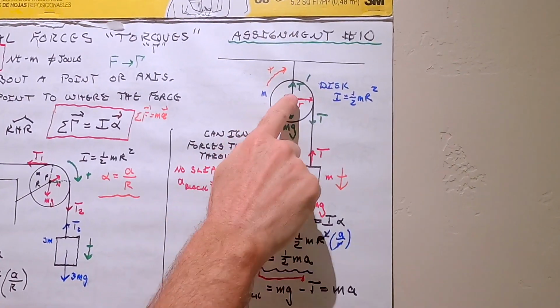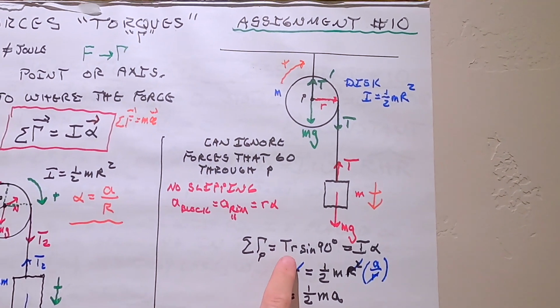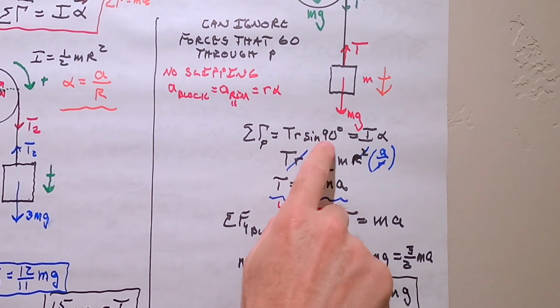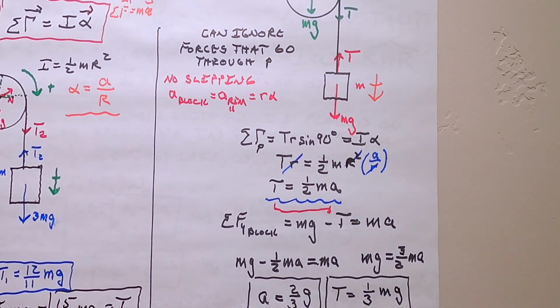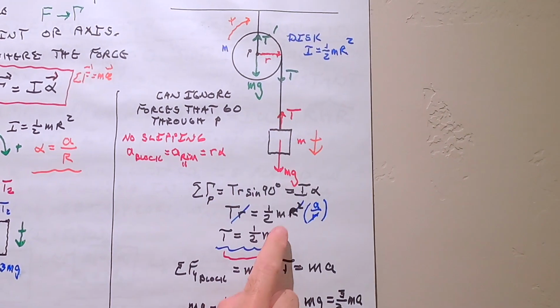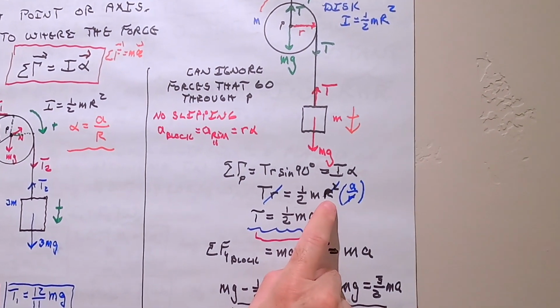So when we look at the sum of the torques about that point, all we have is T times r times the sine of the angle between them. That equals I alpha right here. Well, I put in my I. My I was 1/2 mr squared.